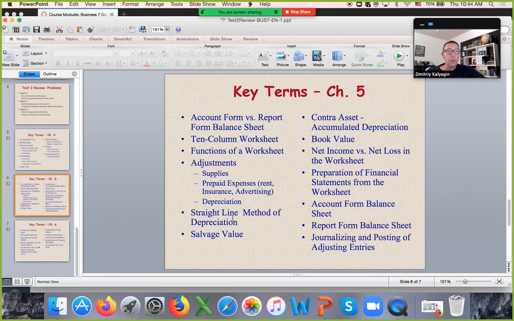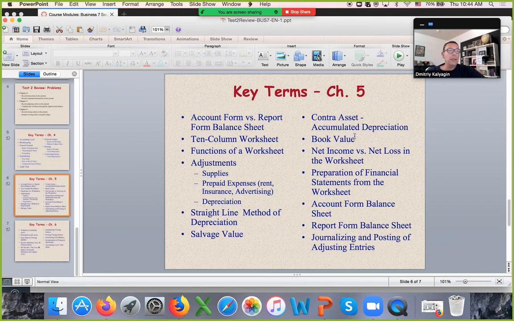You learned the formula and applied it for straight line depreciation. You learned what salvage value is, and we used a brand new contra asset account, minus plus, normal credit balance, called accumulated depreciation. You learned how to calculate book value, which is cost minus the balance of accumulated depreciation.